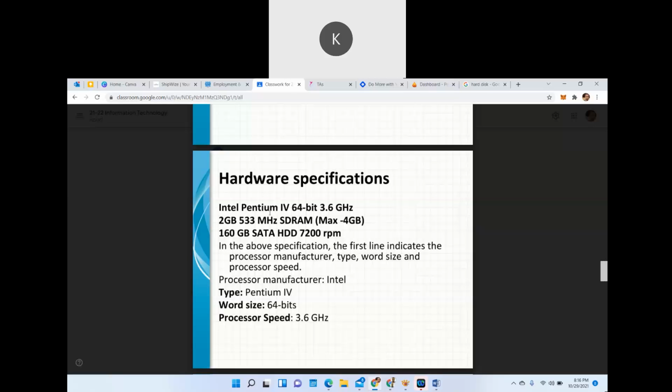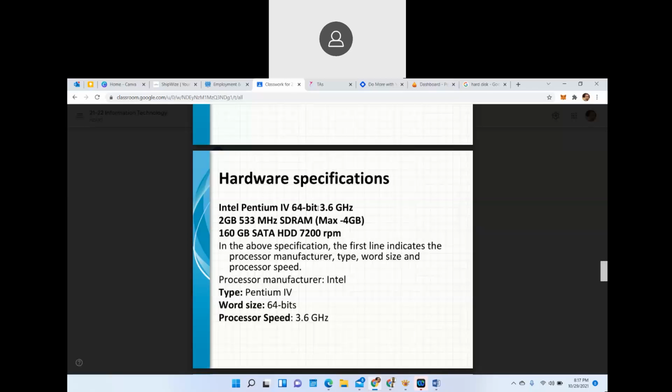Yes, it's a processor. Remember, there are two companies that make processors: we have Intel and AMD. That's how you're going to know when you see Intel or AMD. So Intel is the company that makes the processor. Pentium 4 is a type of processor. 64-bit is the word size.